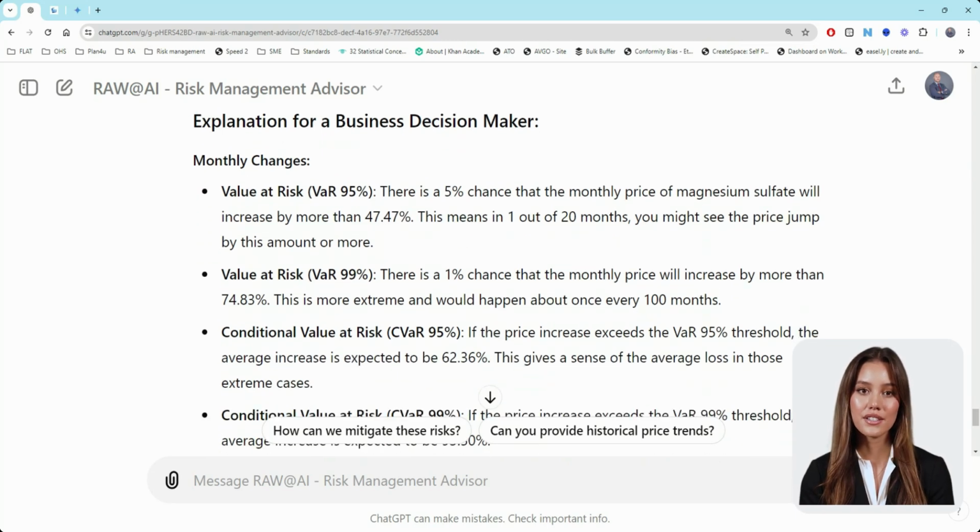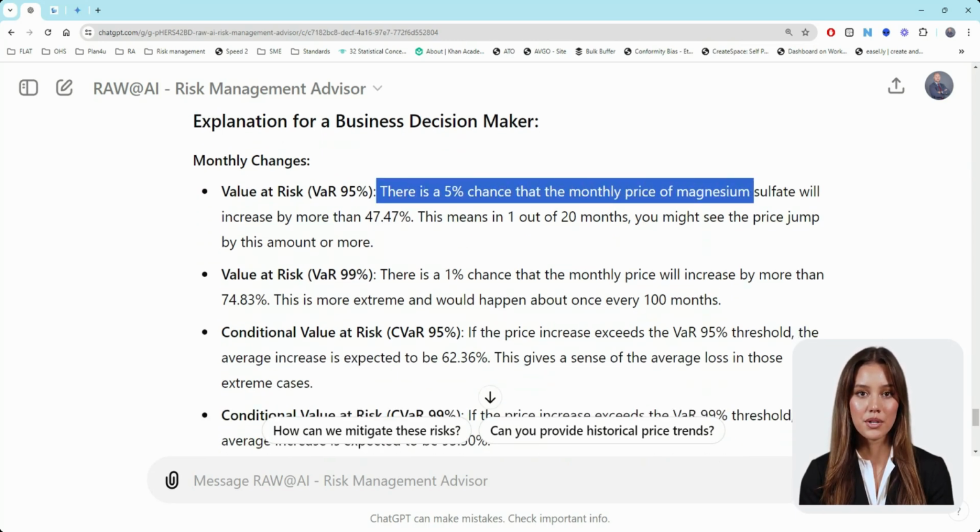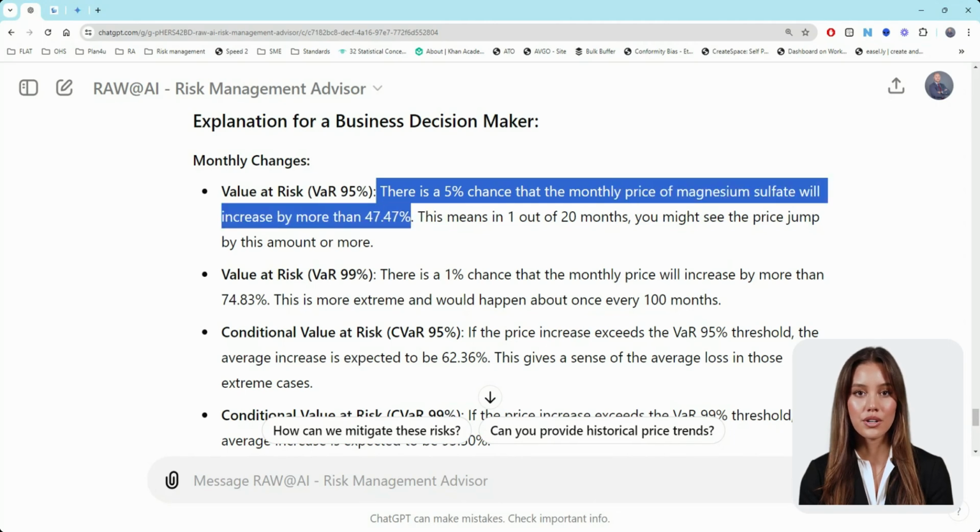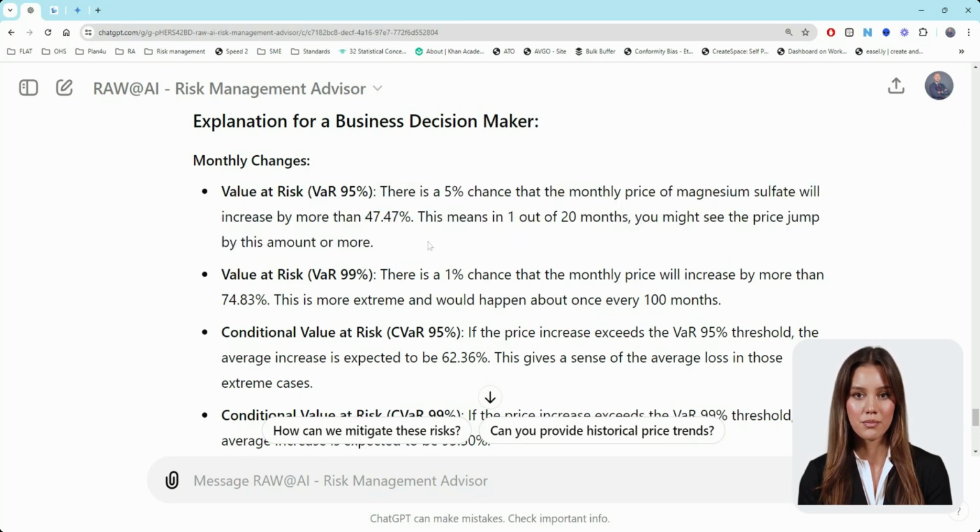What it's saying is that there's a 5% chance that the monthly price of magnesium sulfate will increase by more than 47%. This means that in 1 out of every 20 months, the price may jump by this amount or more, while in the other 19 out of 20 months, the increase will be less than 50%.